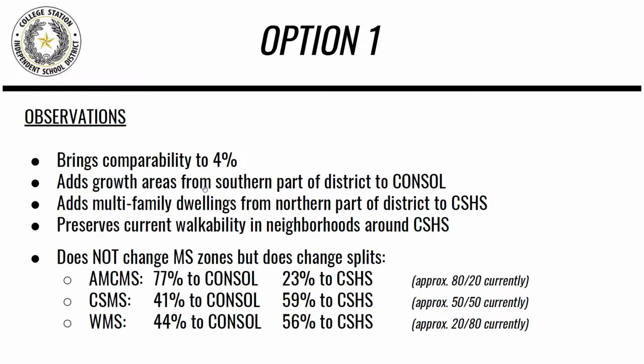It does add growth areas from the southern part of the district to Consol. That occurs when we move our boundaries at the southern end over to Arrington Road and Welborn Road from where they exist currently. It adds multifamily dwellings from the northern part of the district to CSHS. That's the movement, Anderson Road, George Bush, that area. And it preserves walkability neighborhoods around CSHS, where you didn't see any movement in that neighborhood, that zone, right around the middle of the district.